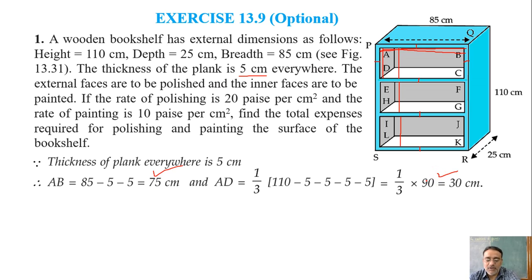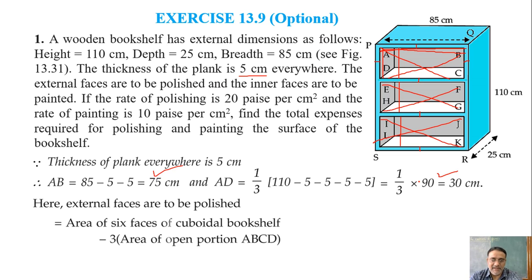Okay. Now, how much area do we have to polish? Only the external area. अब external area कितना होगा देखो. सबसे पहले we will find the area of all the 6 faces. Area of 6 faces. केवल यहाँ पर हम लोग को ये वाला एरिया पेंट नहीं करना है, पॉलिश नहीं करना है. The front face. Okay. So what we will do, area of 6 faces minus area of 3 open portions. Clear hai? Yes, sir. Okay.